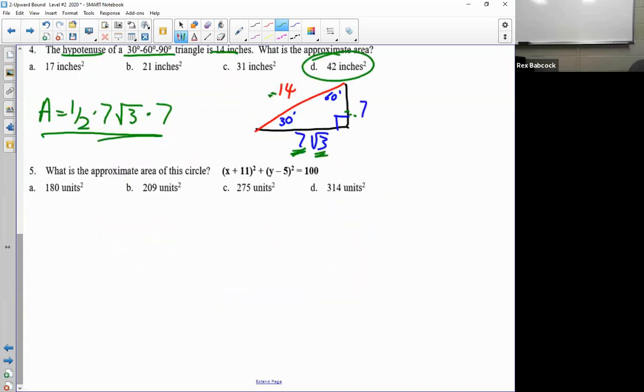30 seconds. All of you do 5 on your own. Do 5 on your own without me telling you. You got 30 seconds. I know you can do it. What is the approximate area of this circle?